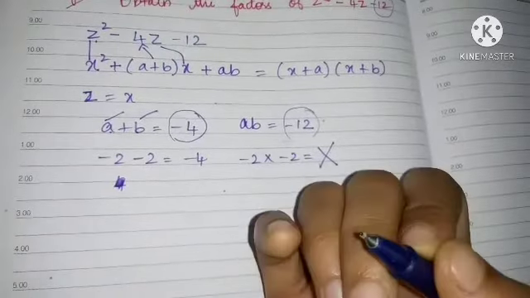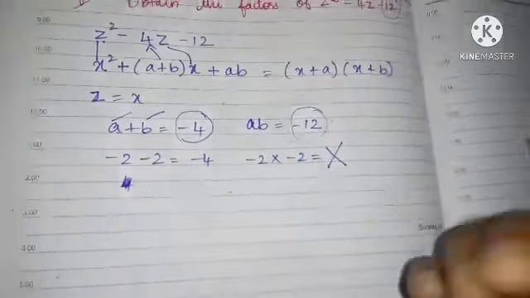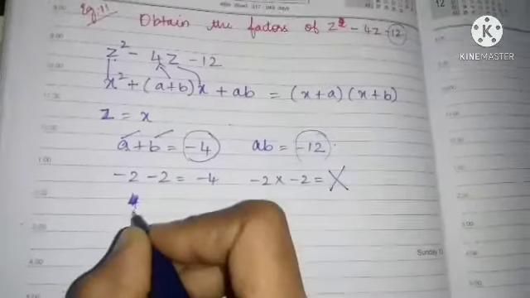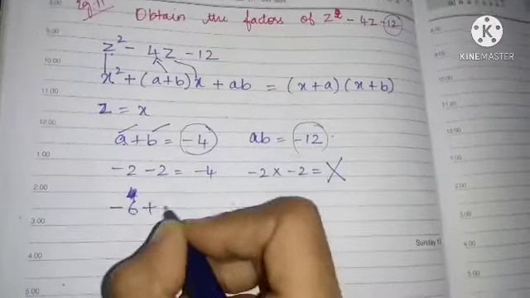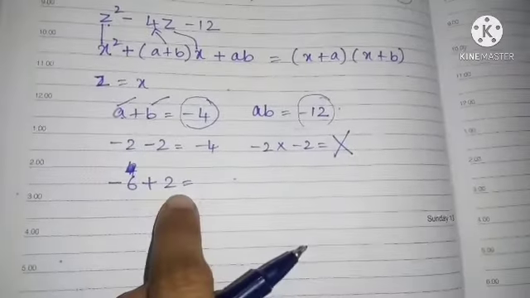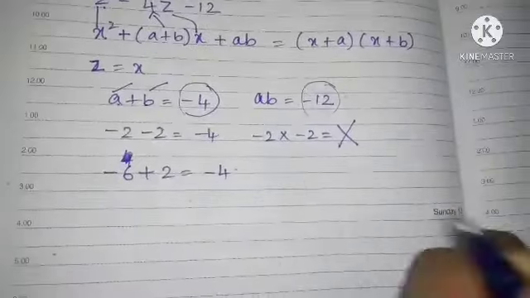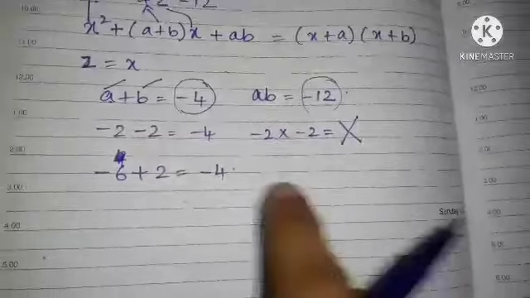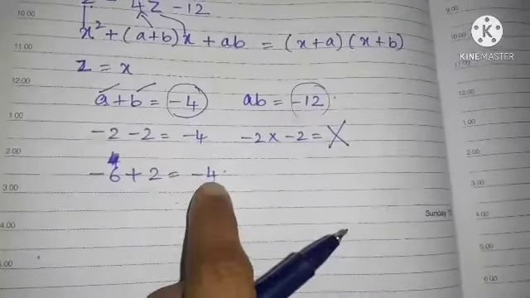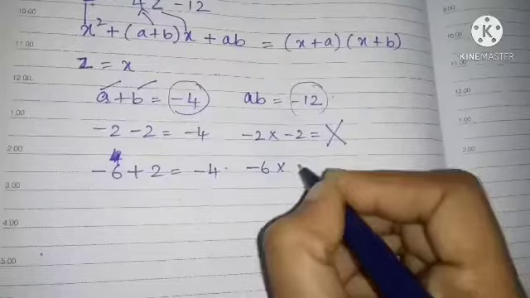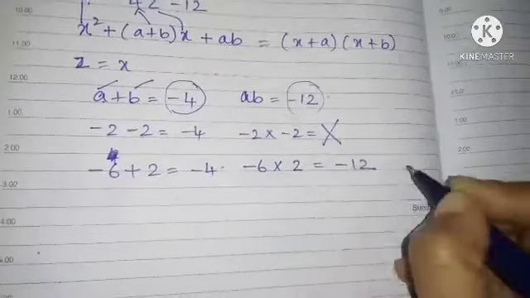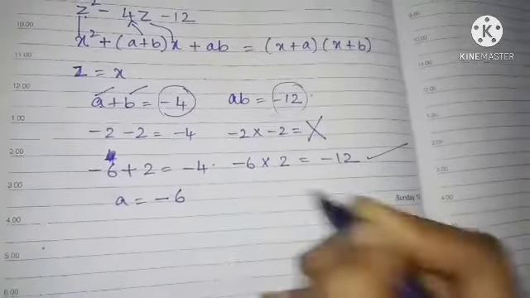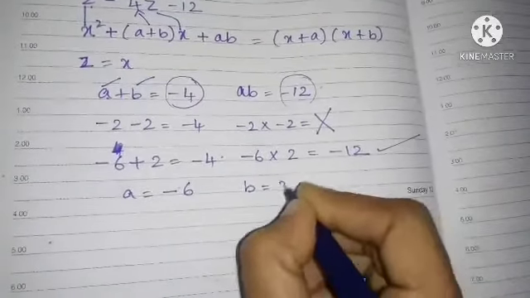Can we use any other method? Any thing you know, children? Minus 6 plus 2. Minus 6 plus 2, what is the answer? Minus 4, right? Minus 6 plus 2 is nothing but minus 4. And minus 6 into 2 is nothing but minus 12. Yes, you got it. Right, now what is the a value, children? A value is minus 6. B value is nothing but 2.